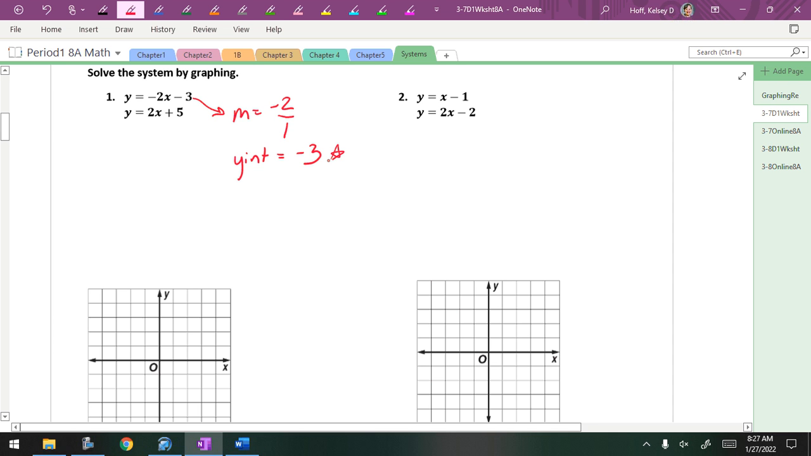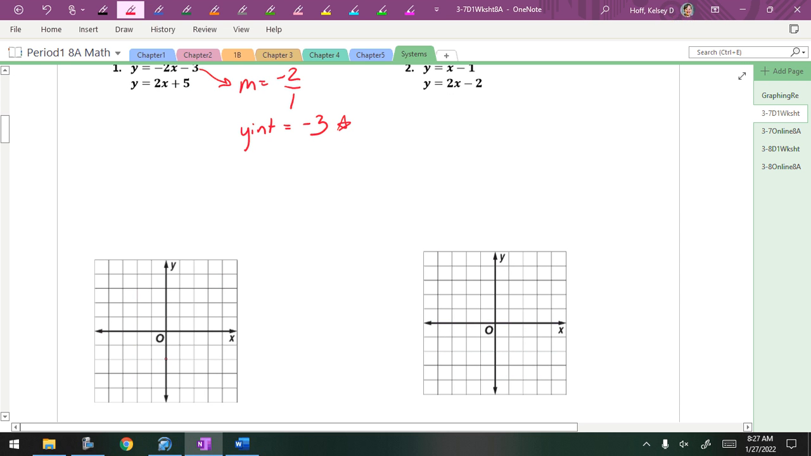Start at negative 3. On this axis, we're going to start at negative 3, right here. What does a slope of negative 2 over 1 tell me? Go down because it's negative. And then when we say over, which way do we go? To the right, always towards Hoosier. Okay, so from this point, go down 2, right 1. You're on the edge of the graph, correct?